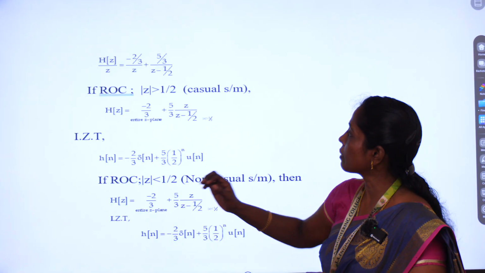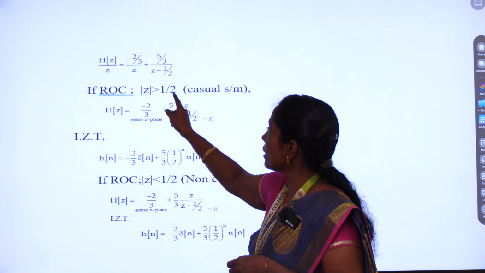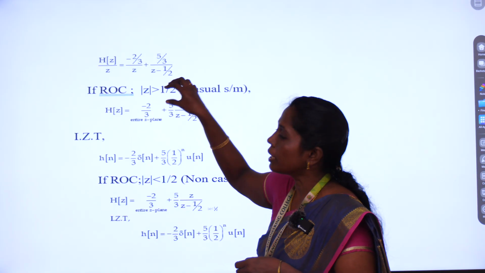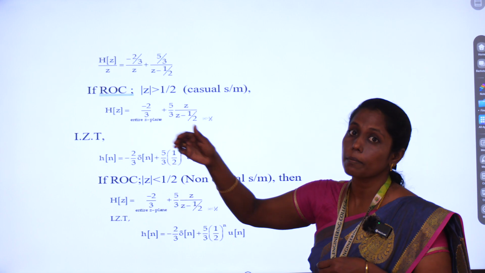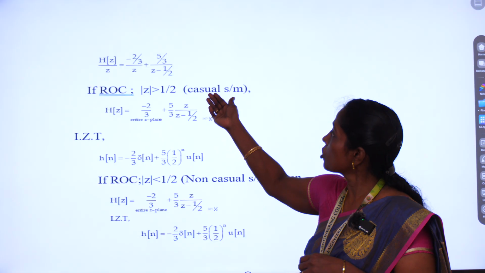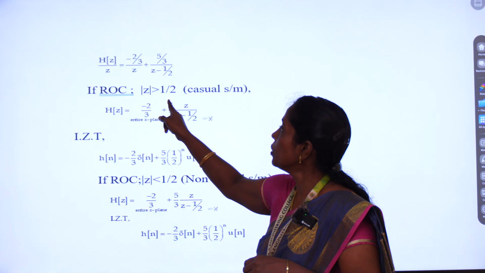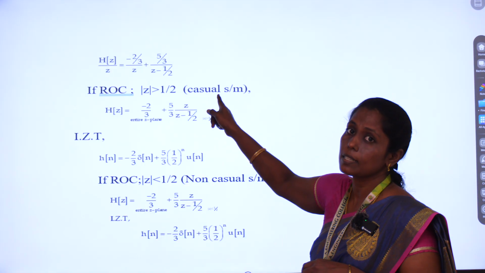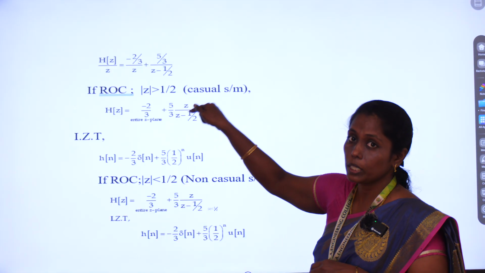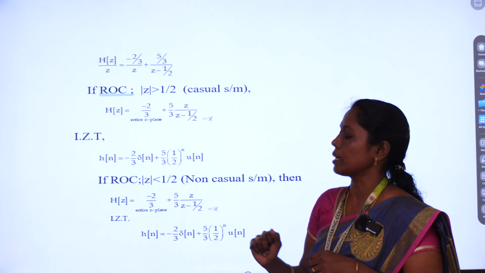The first case we are considering is modulus Z greater than 1 by 2. If this condition holds, what does it say about causality, is the system causal or non-causal? The system is a causal system if modulus Z is greater than 1 by 2. That is why they have mentioned here that this system is a causal one. So with this condition, now let us apply the inverse Z transform.